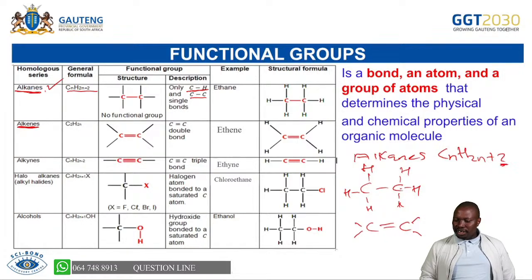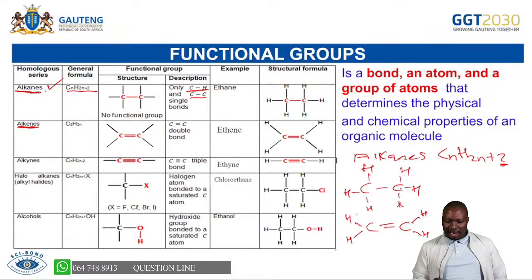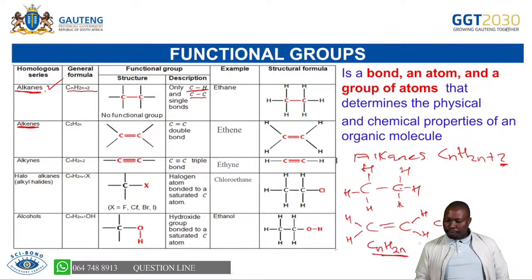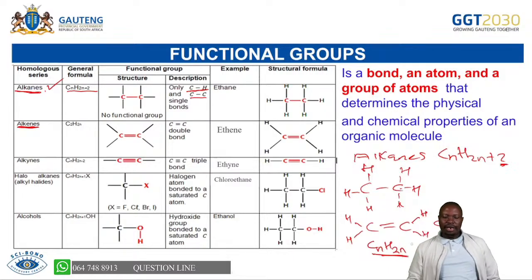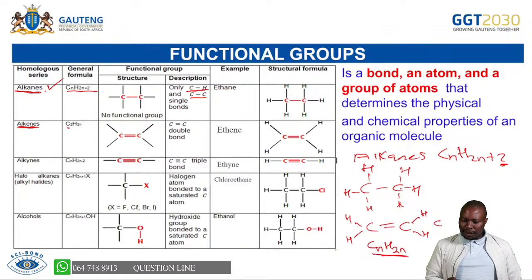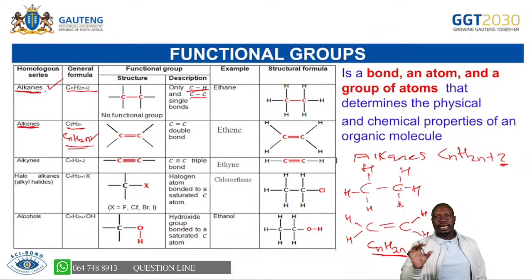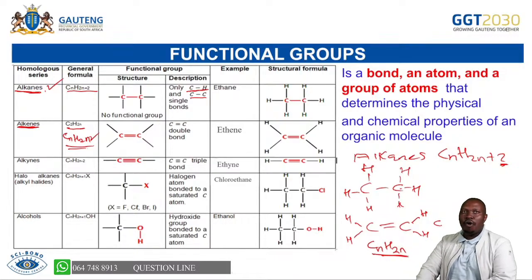That +2 is disappearing because you are removing 2 hydrogens to move from an alkane to an alkene. So the general formula for alkenes is CnH2n only, no more +2, because the 2 hydrogens have been removed. So we are saying the general formula for alkenes is CnH2n. Yes, like that. Thank you very much. So you are able to see that that is the general formula for alkenes.